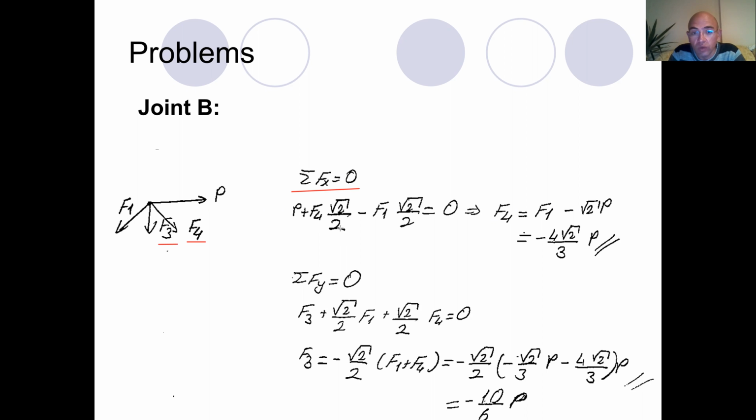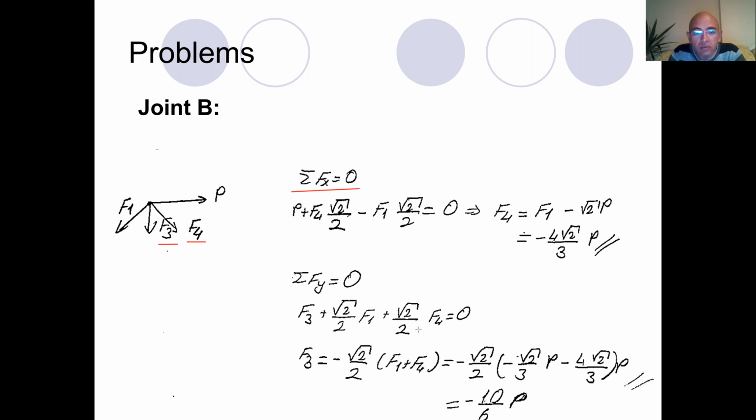square root of 2 divided by 2, minus F1 square root of 2 divided by 2. These are the force components in x direction. From here, I can calculate F4 because I already know the value of F1. F4 is equal to F1 minus square root of 2 P. And from there, I can calculate the value of F4, that is minus 4 square root of 2 divided by 3 P. Now I know the value of F4.